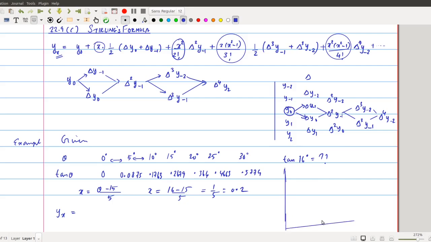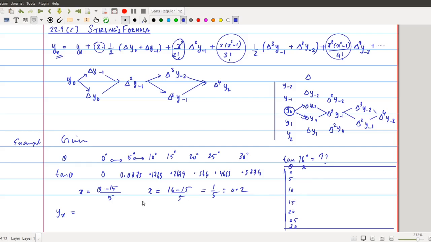Okay, so please perform this. I will give the values for the table using the values of theta and tan theta. So these are the values. I take 0, 5, 10, 15, 20, 25 and 30. So these are theta, and the corresponding x values are set from these.